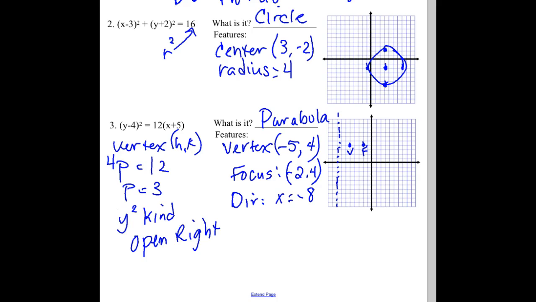Our focal width is this 12. We're going to split that and do half on either side of our focus. So we're going to go 6 spaces up from our focus here, and 6 spaces down, and draw it in.